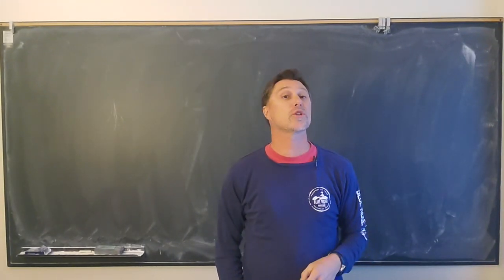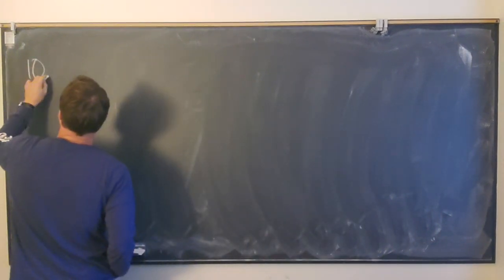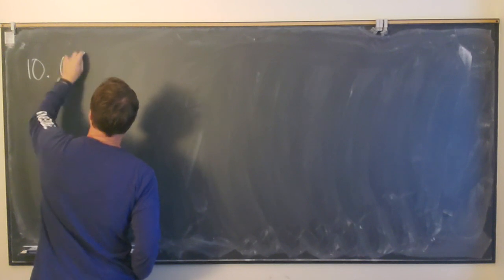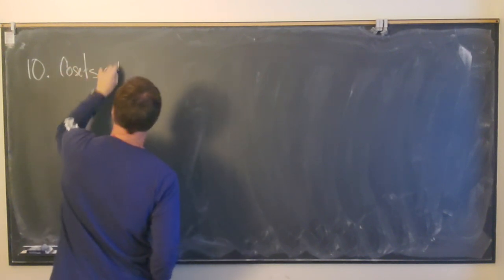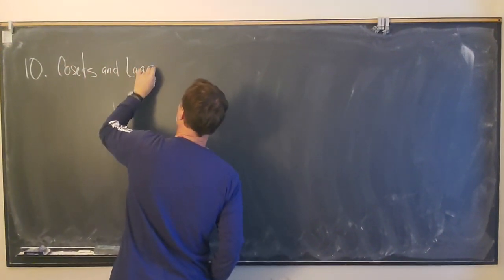Hey everyone, we're going to start a new chapter today. This is chapter 10, and it is called Cosets and Lagrange's theorem.